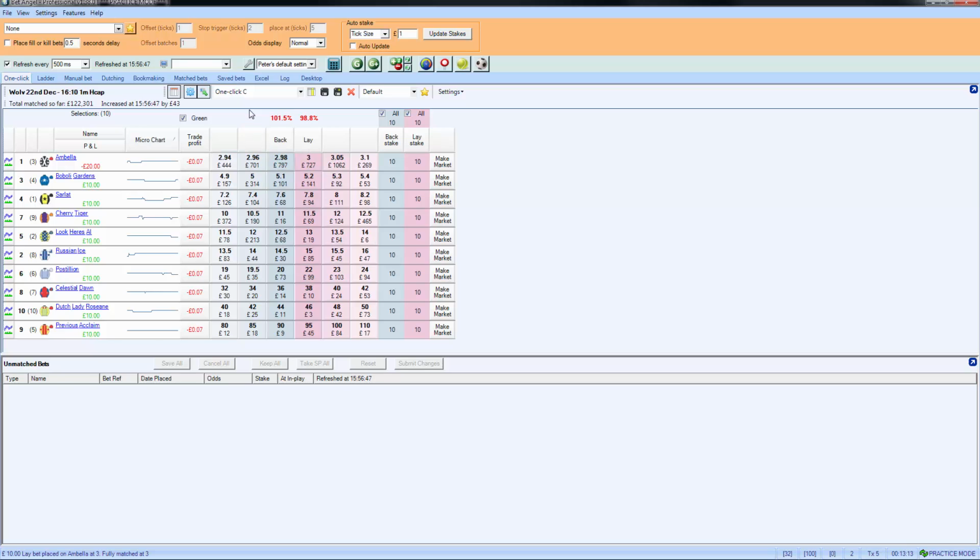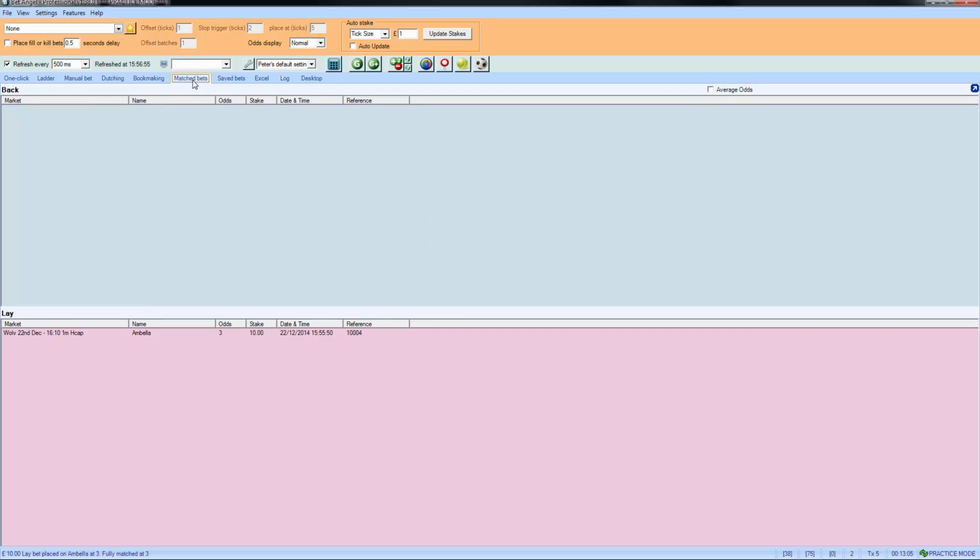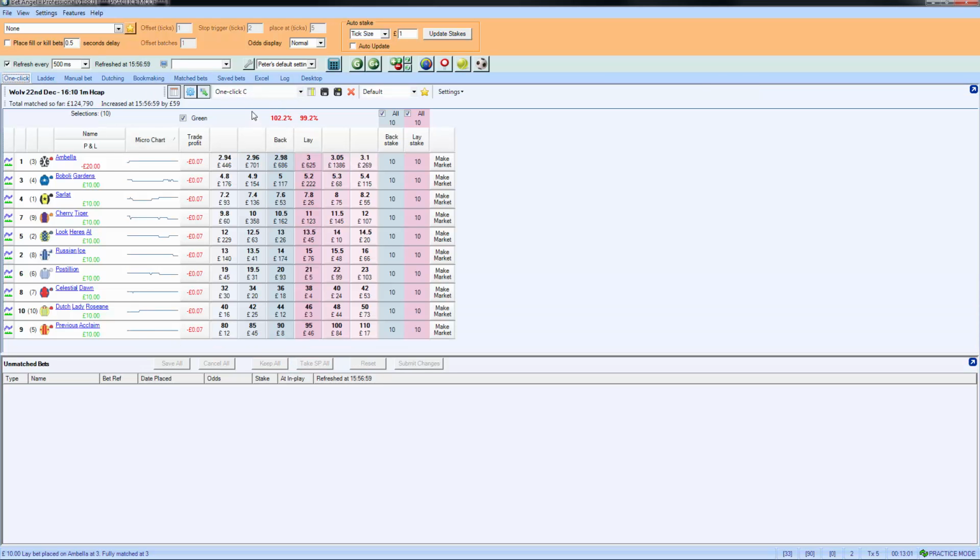But let's just revisit exactly what we've done here. We've placed one position at the moment. We laid £10 at 3. We can confirm that in the matched bets area. There it is, £10 at 3. With that position in the market now, we're looking for the price to start moving. At the moment we're at a very slight loss in this particular market, but if the price starts to move in the direction in which we want, then that will obviously start to turn into a profit.